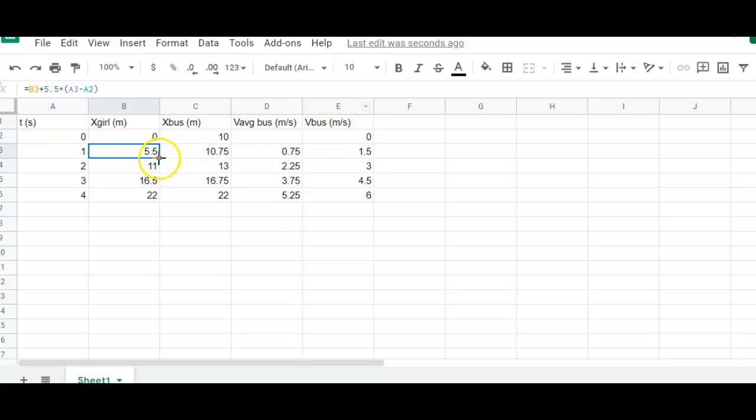We can fill this down. So no change, because our change in time was all 1. But now we can also put this in here. This is going to be multiplied by the change in time, so I'll put that in there. The same way too, the average velocity won't change, but the velocity of the bus is going to go up by 1.5 every second.